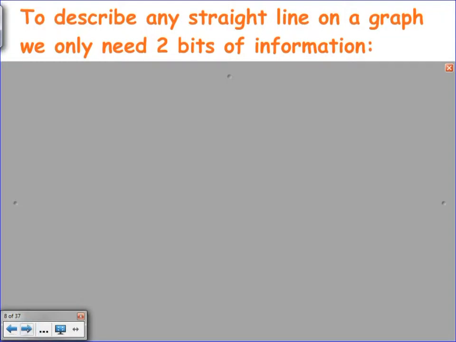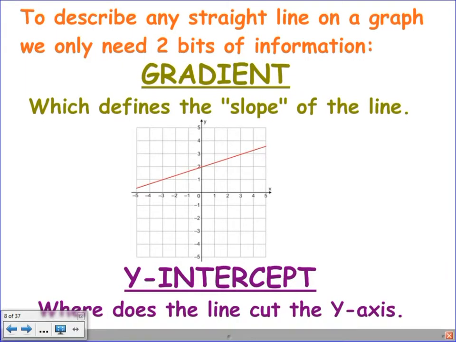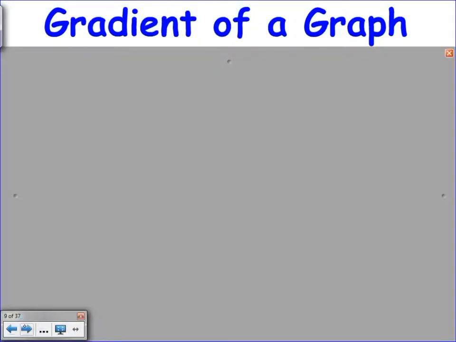So whenever you plot a straight line on a graph, there's only 2 bits of information you need. You need the gradient, that's the posh word for how steep it is, and you need what we call the y-intercept. That's the posh word for where does it cut my y-axis. Using those 2 pieces of information, you can reconstruct from a line that equation you had at the start. Or conversely, if you have the equation, you can use the equation to plot your line instead of plotting 3 points. Okay, so let's have a look at that.